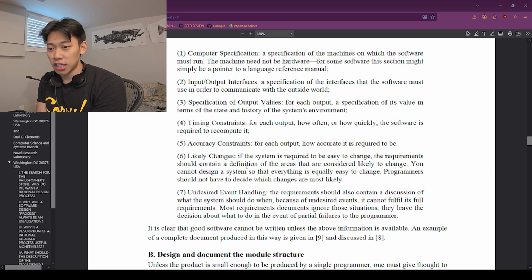The requirements should contain a discussion of what the system should do when, because of undesired events, it cannot fulfill its full requirements. Most requirements documents ignore those situations. They leave the decision about what to do in the event of partial failures to the programmer. It is clear that good software cannot be written unless the above information is available. An example of a complete document produced in this way is given in 9 and discussed in 8.